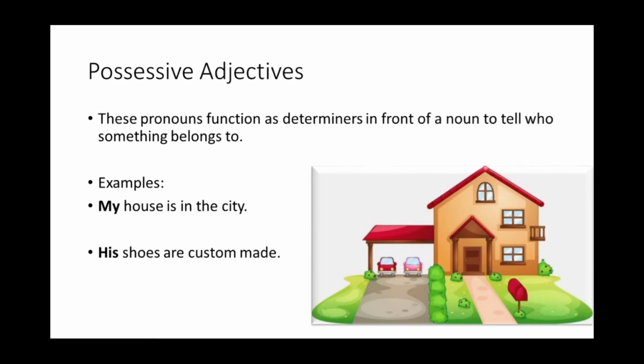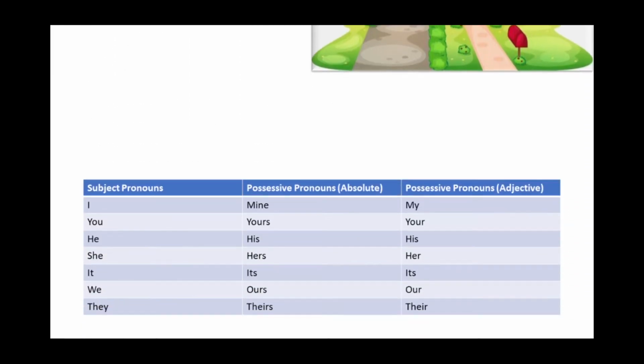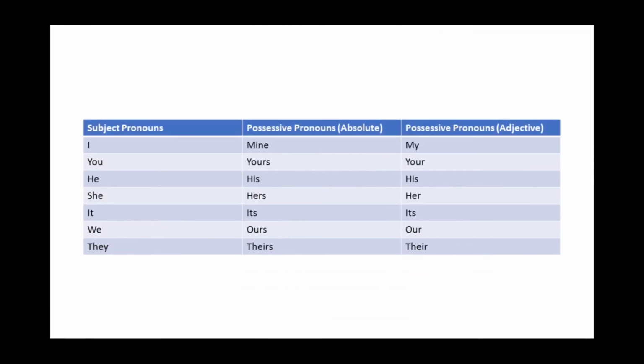Possessive adjectives. These pronouns function as determiners in front of a noun to tell who something belongs to. Examples: my house is in the city. His shoes are custom made. Here is a table summarizing the subject pronouns with their strong possessive pronoun or absolute pronoun and weak possessive pronoun or possessive adjectives.